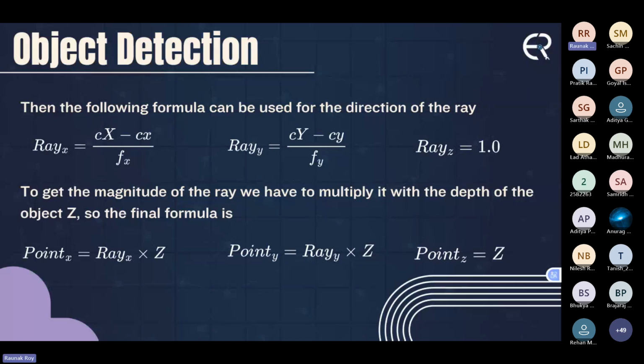The direction of the ray can be found using this first set of formulas. One thing to note is that the ray z is 1, which is a normalizing factor. These values do not give the actual 3D coordinates of the object. It just gives us the direction. In order to get the exact coordinates, we have to multiply it with the depth of the object. So the final formula will be multiplying everything with z.